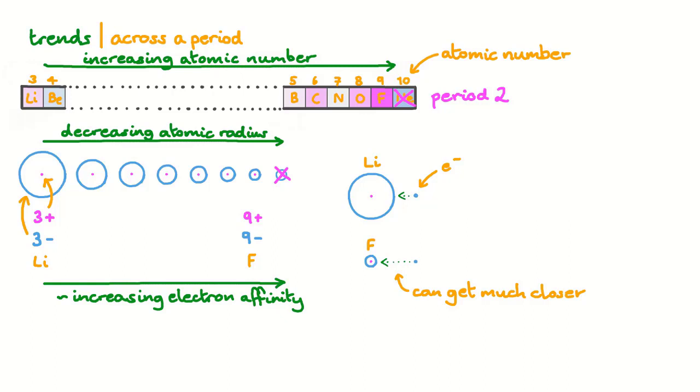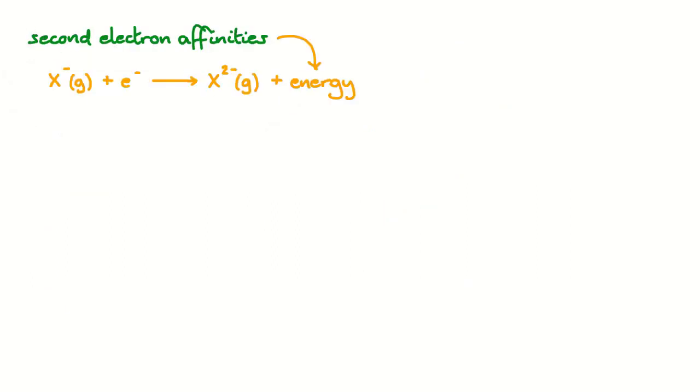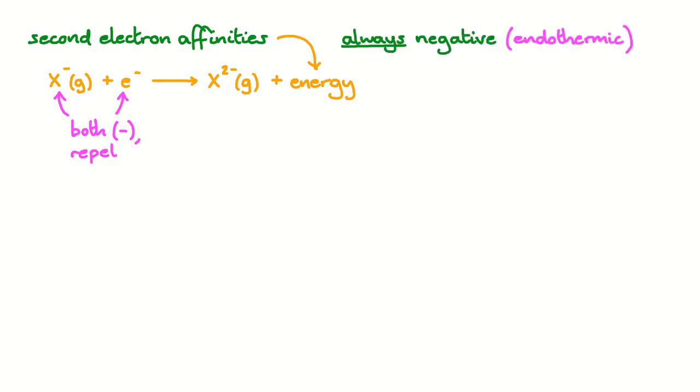The last thing we're going to look at, and I said we'd go back to it, is second electron affinities. Second electron affinities are associated with this process: X- plus an electron forms X2-. Again, this happens in the gas phase. The interesting thing here is that we're introducing an electron, which is negatively charged, to an anion. So the negative ion will naturally repel the electron, raising the energy required to add them together. Because of this, second electron affinities are always negative and therefore endothermic.